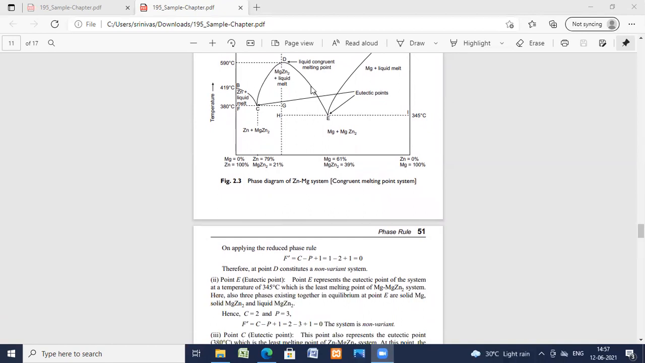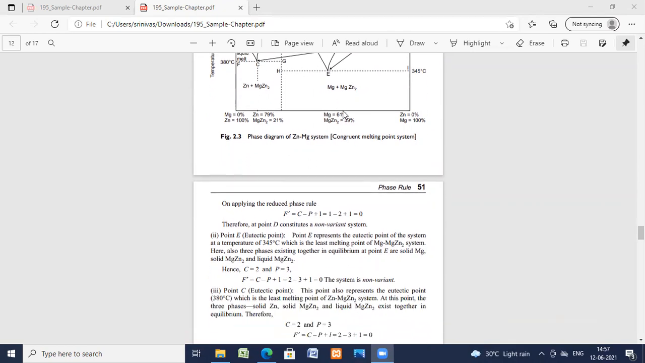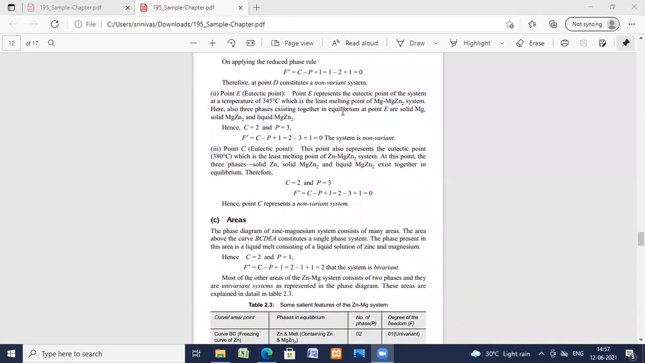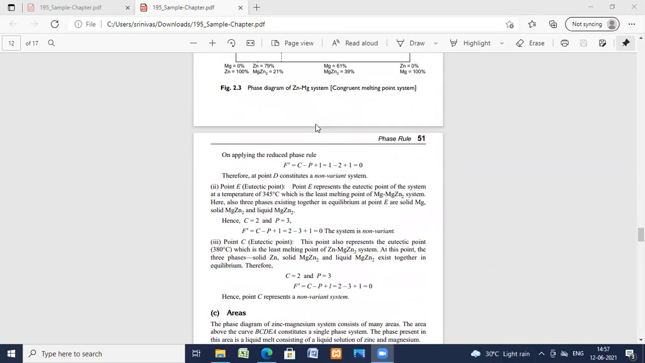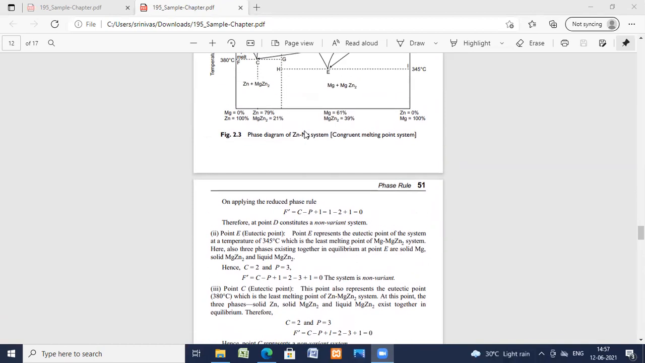You are getting bivariant system. And remaining other areas, you are getting univariant system. So I hope you are clear with the points and the areas. All points C, E, D, eutectic, congruent melting points, invariant system. It is independent of both temperature and composition.